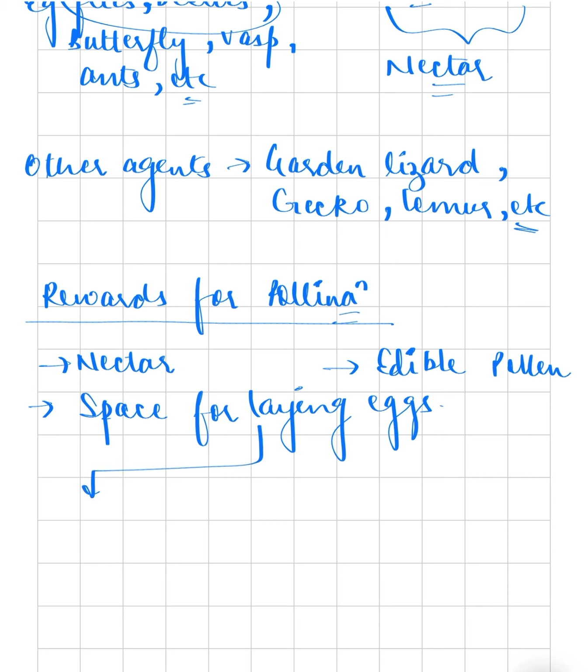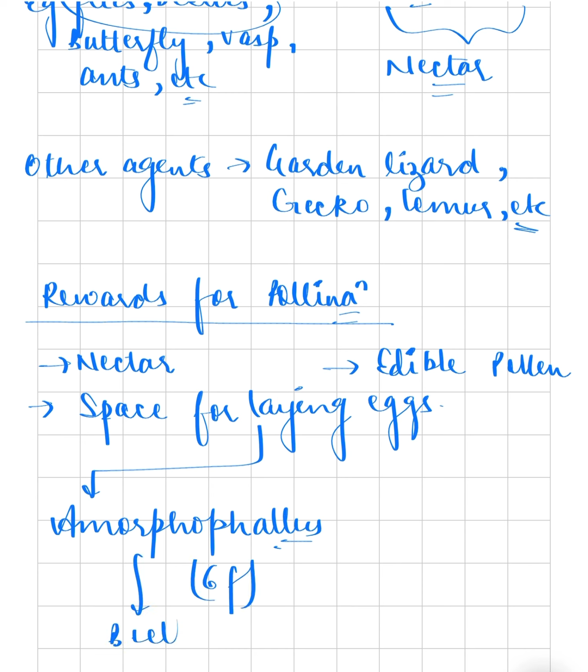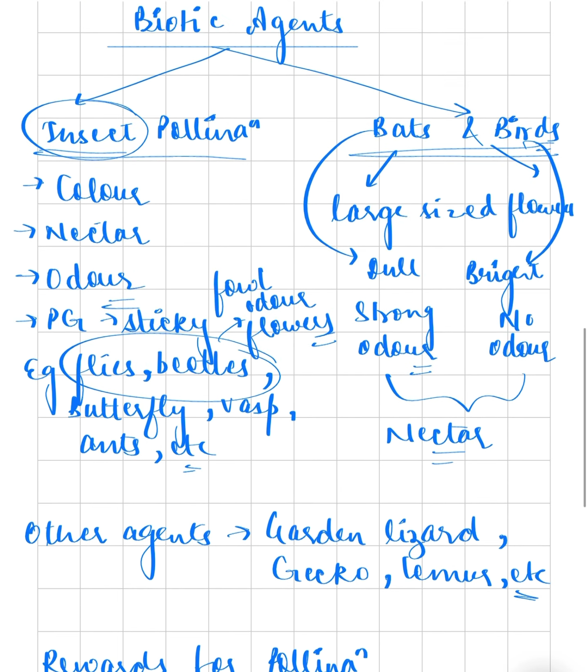Here the example is the flower which is known as Amorphophallus. This is a 6-feet flower which is pollinated by beetles. And the next example is yucca plant, which is pollinated by moth. This is all about pollinating agents.